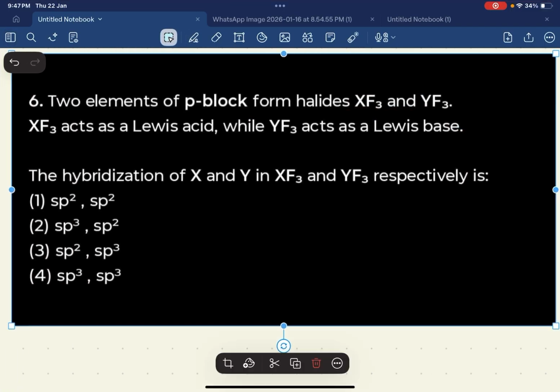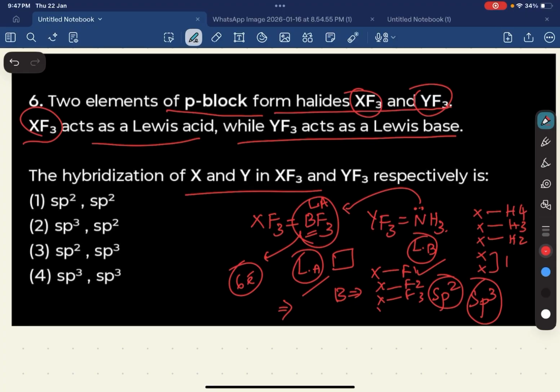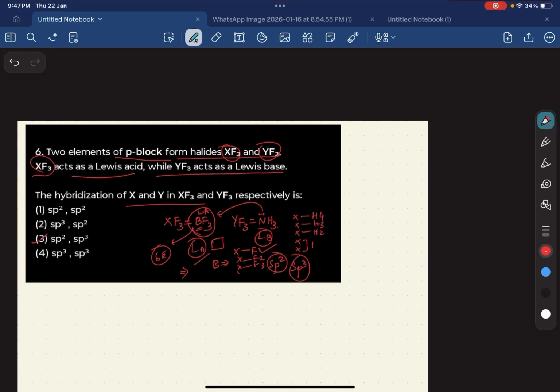Hope it is clear. So the answer will be: Lewis acid is sp2, Lewis base is sp3. So hope this is the answer. Coming to the next.